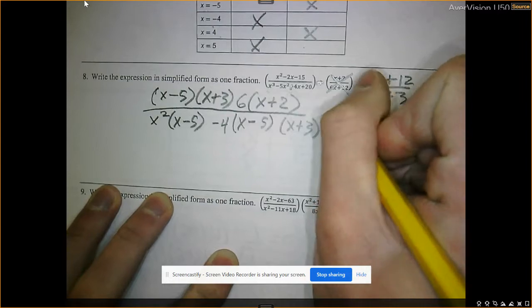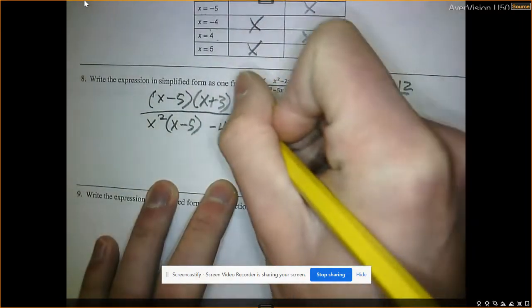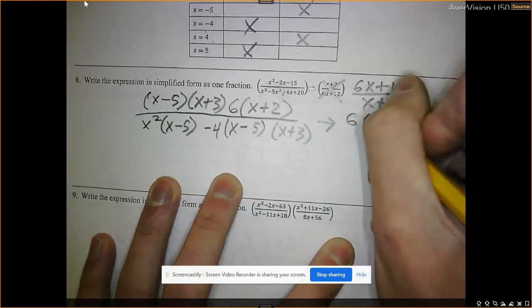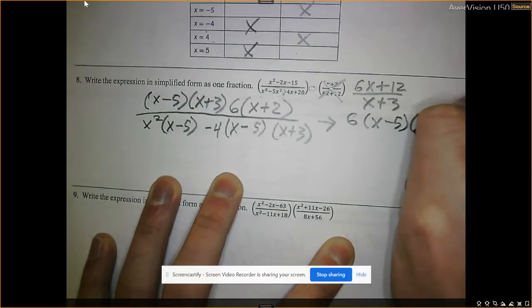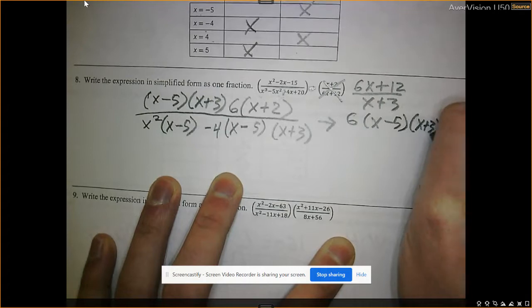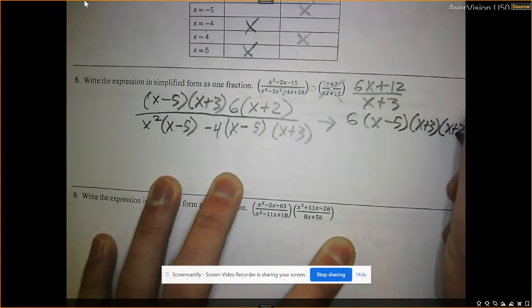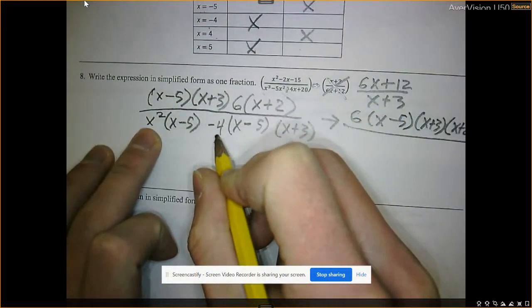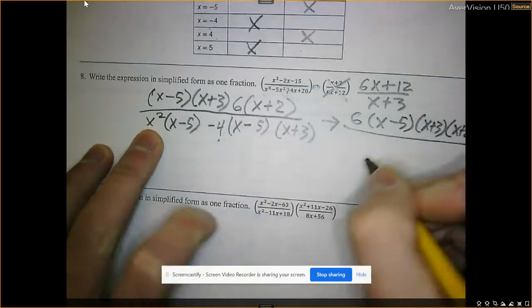Okay, so we have to simplify this more. I'm going to throw this 6 out to the front in my numerator. So we have 6, then x minus 5, x plus 3, x plus 2 on the top. Oof, I'm running out of room. Then on the bottom, when we factored by grouping, that means we have an x squared minus 4.